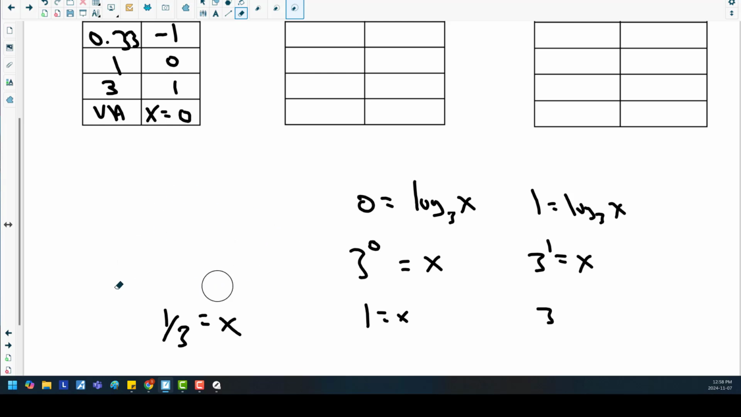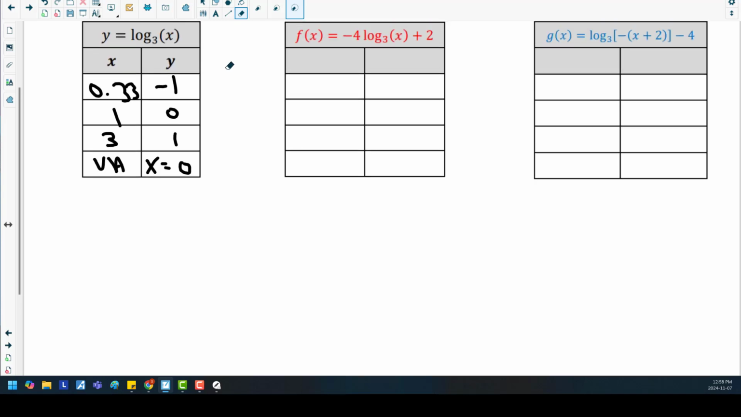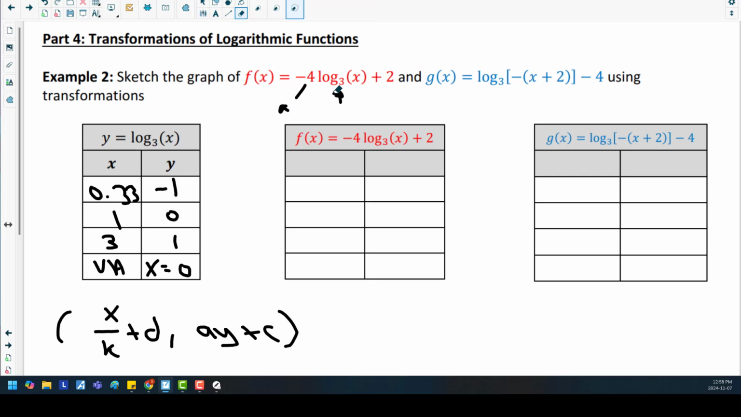And we're going to do the exact same thing for our transformed functions, except with our transformed functions, we can just use our mapping notation. Remember mapping notation: x over k plus d, ay plus c. So what's my a value? In this case, a value is -4. K value, it's 1. That's the only number that's being multiplied. D value, there is no D value, or it's 0. And my C value is 2. So in this case, x is just x, because there is no K and D values.